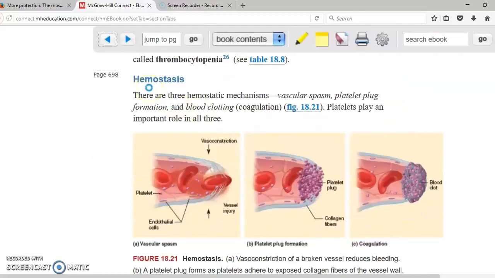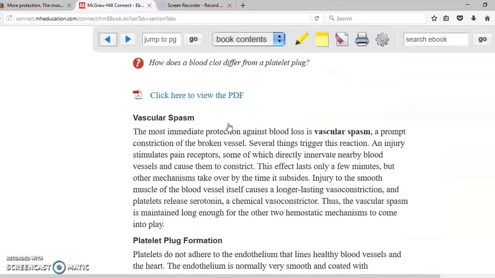Next, hemostasis. We said hemostasis has 3 steps. Vascular spasm is step number 1. Vascular spasm or vasoconstriction is the same thing. Platelet plug formation is number 2. And blood clotting or coagulation is step number 3. As we mentioned before, the platelets play an important role in all 3. Step number 1, we said vascular spasm. That's the step in which the muscle available in the blood vessels is going to produce vasoconstriction.